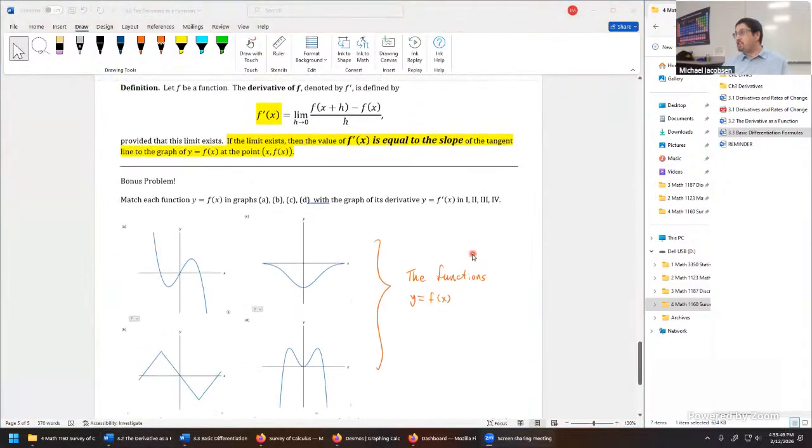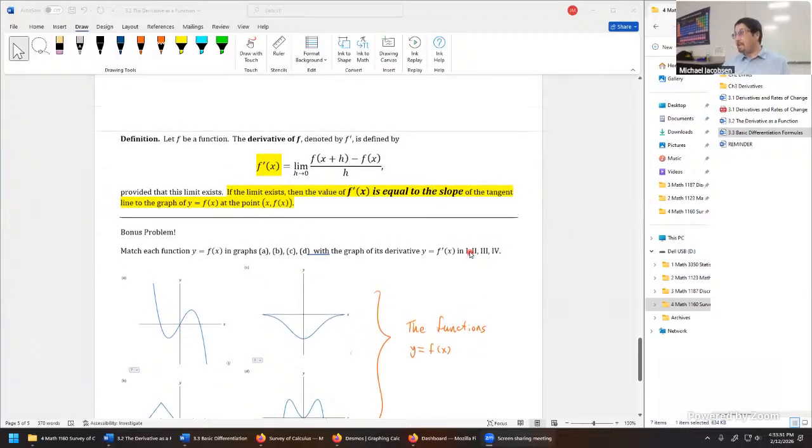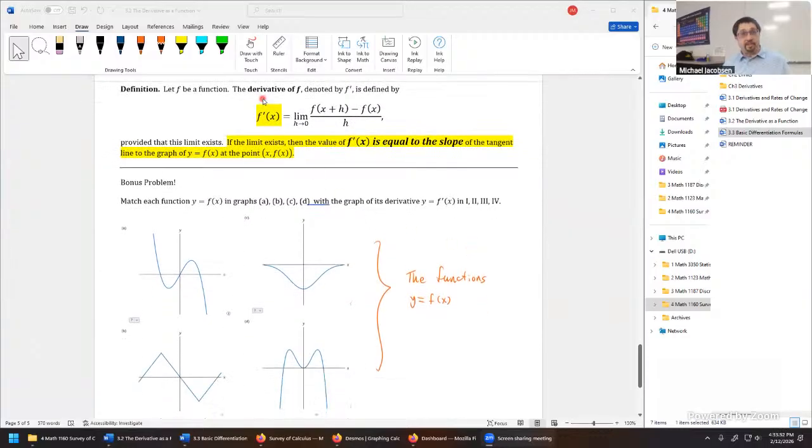So here's the major idea that's going to make all this work happen for us. The derivative, no matter how abstract it gets, whether we're looking at the limit definition or we're looking at the differentiation rules we see in the 3.3 notes, it's that limit, but it's literally just the slope of the tangent line to the original graph y equals f of x at a given point x. So let's give this a try.